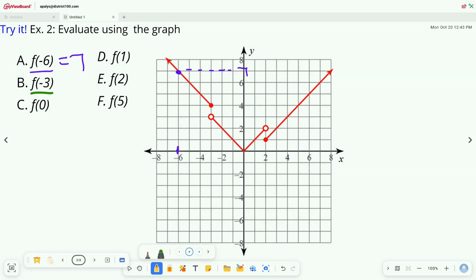No, the open circle is just for that exact value, not for any lines that are connected with an open circle. It's just that particular exact spot. So here we've got a -3. What value are we taking? 4. 4 is correct. We want that closed circle.